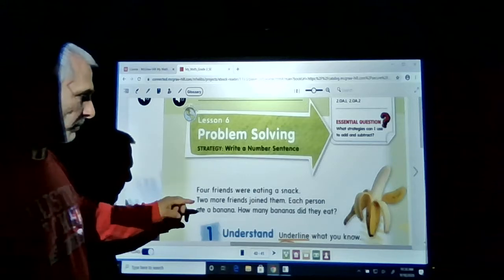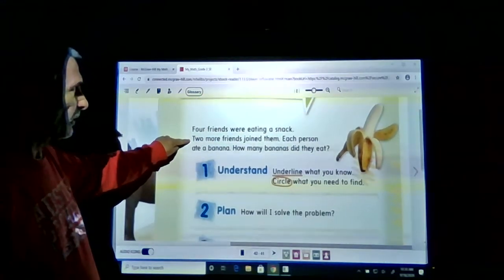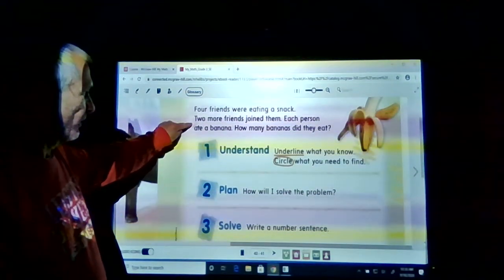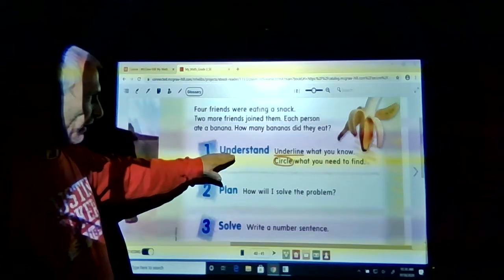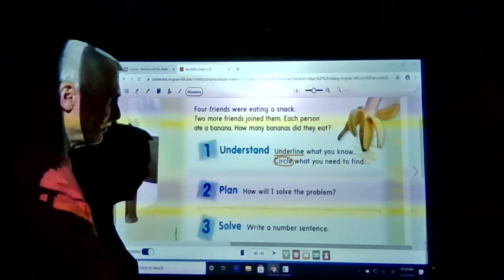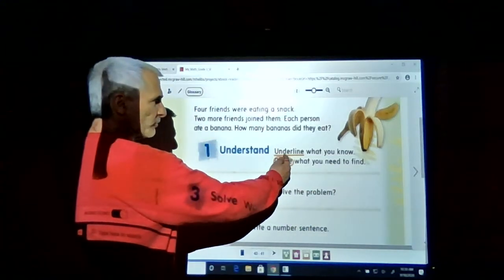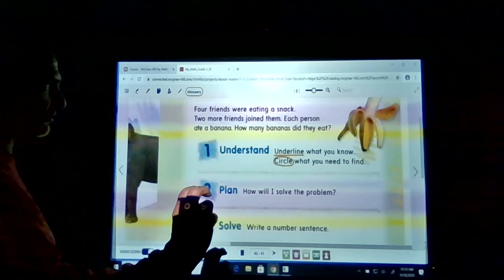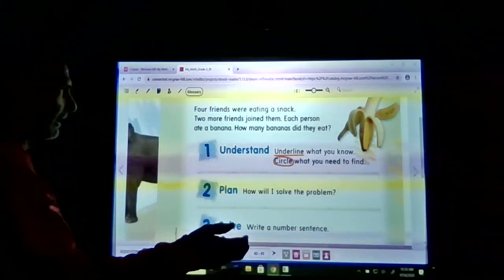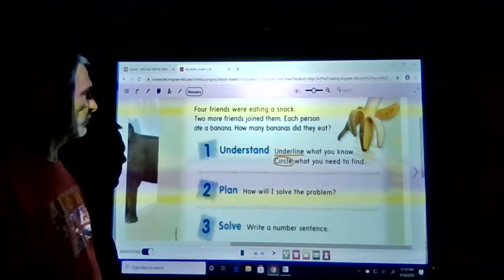Well, we're going to write a number sentence, but there's a couple of things we'll need to do before we write the number sentence. And they're listed right here. Number one, understand. And these are the two things we'll do. Underline what you know and circle what you need to find out. So those are the two strategies, underlining and circling. And we'll make a plan and then solve it. Let's look at the first one.